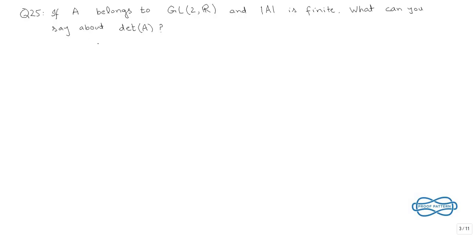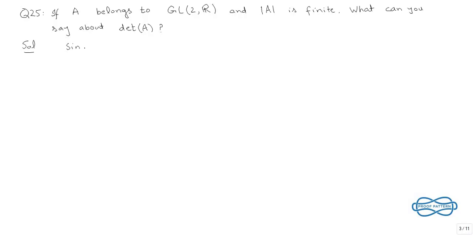So the statement is that if A belongs to the general linear group of 2 cross 2 matrices with entries from the real numbers, and the order of A is finite, then what can you say about the determinant of A? So this is the question. Let's solve the question.